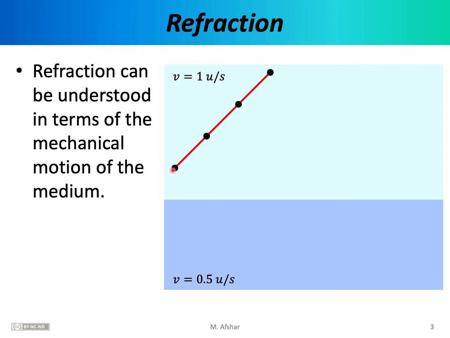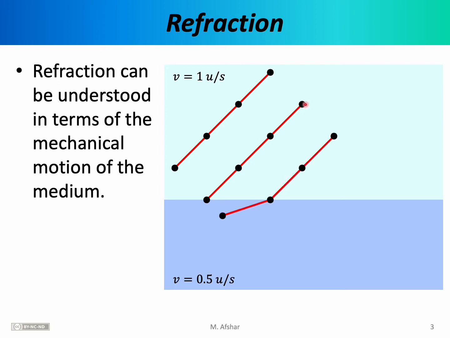So consider the wavefront at one moment in time. These are 4 points on the same wavefront. You can imagine that these points correspond to points on a peak of the waves as they approach the boundary between the two media. A second later, this wavefront will move forward by 1 unit of distance. So this point will move forward by 1 unit, this point will move forward by 1 unit, this point will move forward by 1 unit, and this point will move forward by 1 unit.